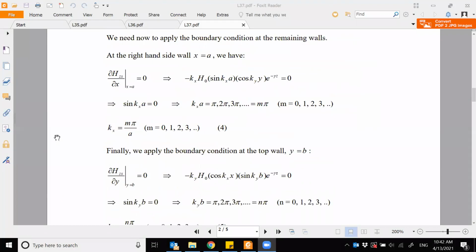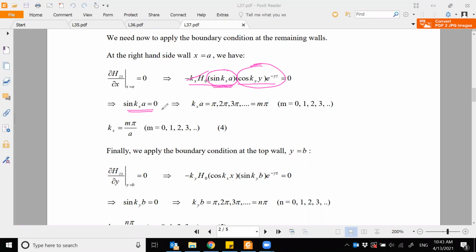Now if you see here, we apply the same argument to make this equal to 0. Let's assume these are gone, so this one and this one should be 0. But this I cannot make equal to 0, because if this becomes 0, that means your field is completely gone. There is no solution at all. So therefore, this must be equal to 0, which is sine kx A must be equal to 0.